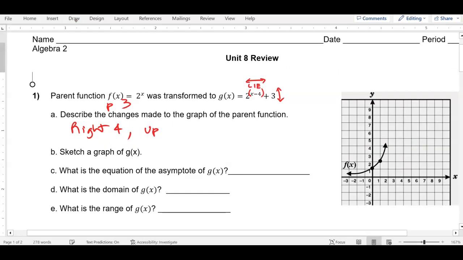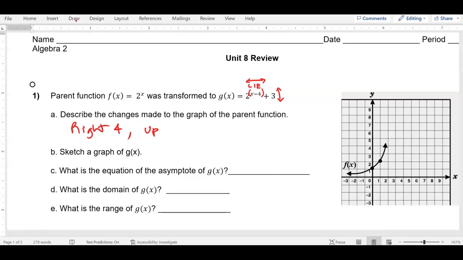So off to the right here, this is the parent function. Can I take that and move all those points right 4 and up 3? 1, 2, 3, 4, 1, 2, 3. 1, 2, 3, 4, 1, 2, 3. It had an asymptote right here, but now it's going to move up 3. So that was letter B.